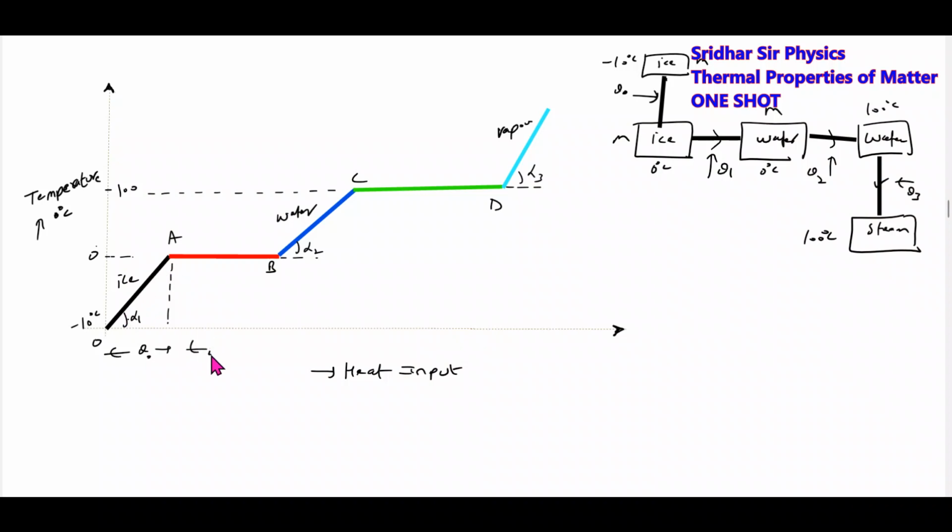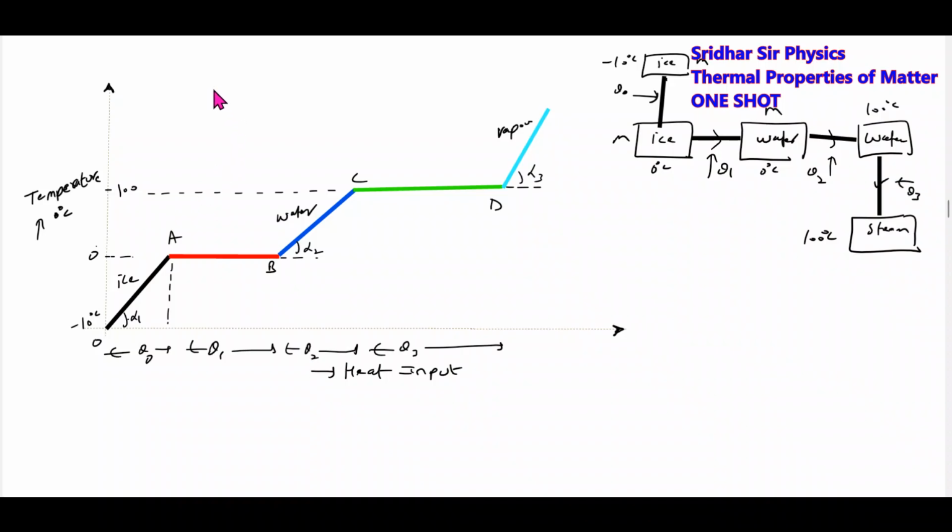Further, when you supply Q1, it will become water at 0 degrees Celsius. Further, you supply it, it will become water at 100 degrees Celsius. Further, when you supply it, it will become vapor at 100 degrees Celsius. If you further supply it, the temperature of the vapor will increase here. This is the basic idea. All these are Q0, Q1, Q2, Q3.